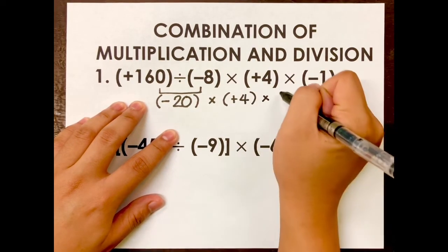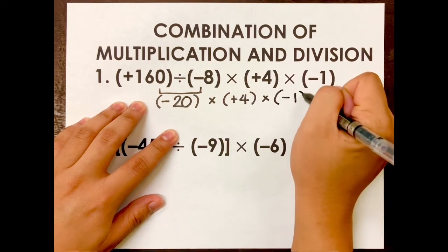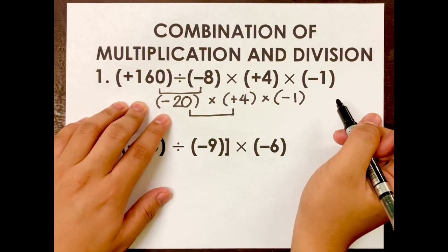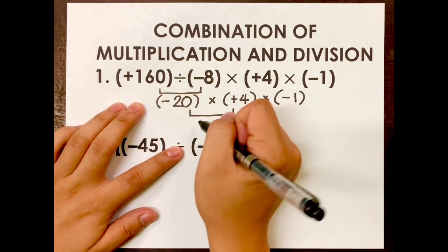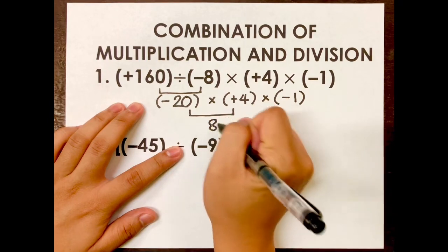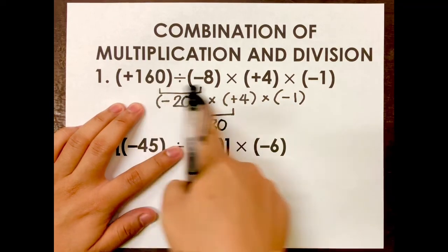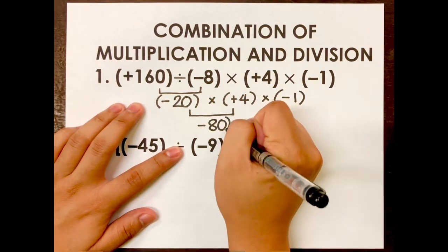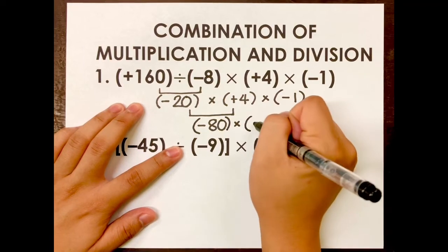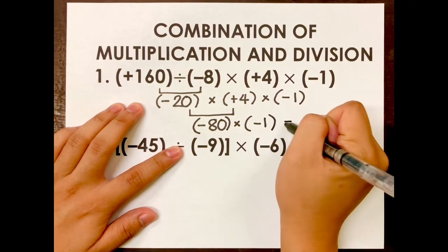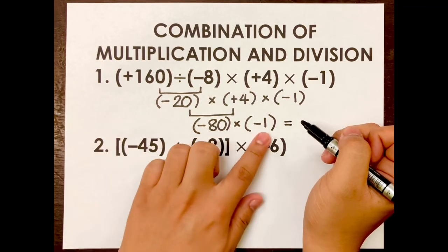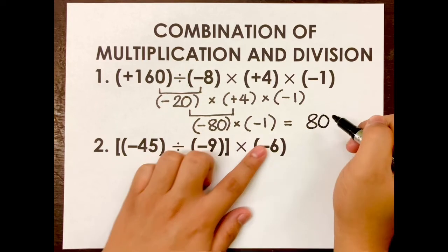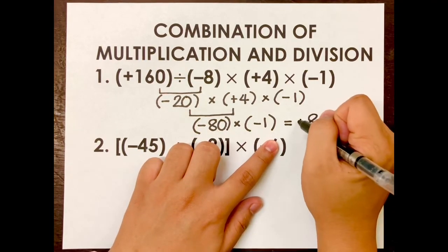Then after that, I will focus again on the first two integers. We have negative 20 times positive 4. What is 20 times 4? That's correct. It's 80. But since they are of different signs, the product is negative. So we have negative 80 times negative 1. What is negative 80 times negative 1? It's positive 80. Very good, because they are of the same signs.